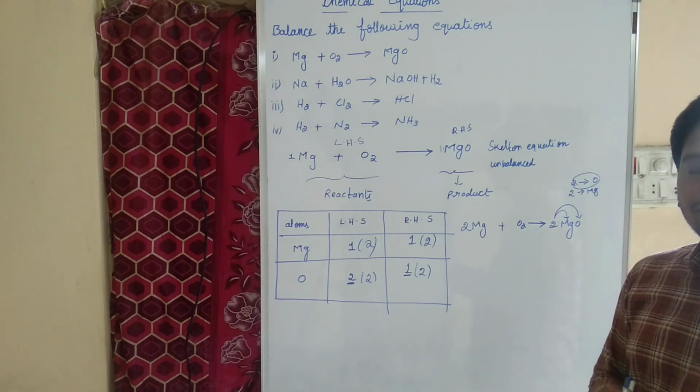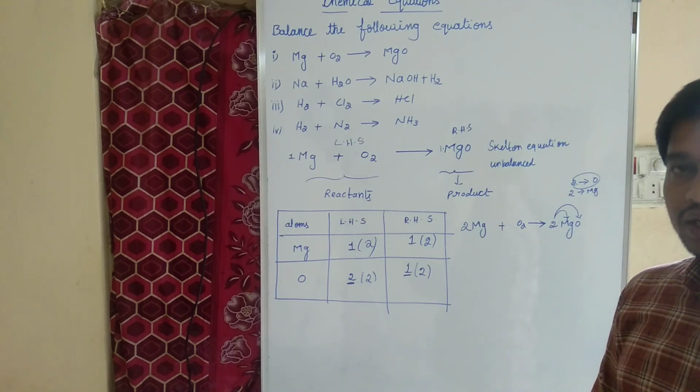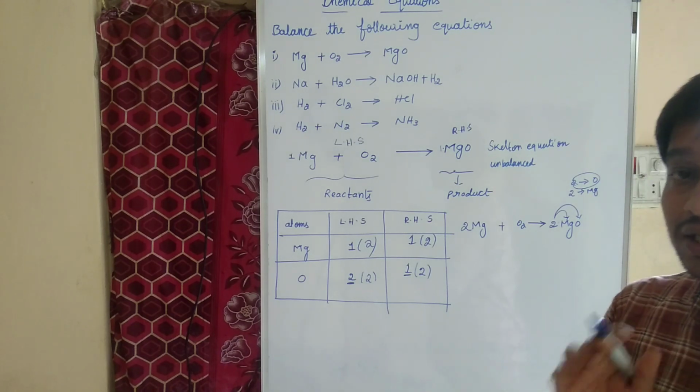Now it is balanced. The number of atoms which are present on the left hand side of the chemical equation must be equal to the number of atoms which are present on the right hand side of the chemical equation.